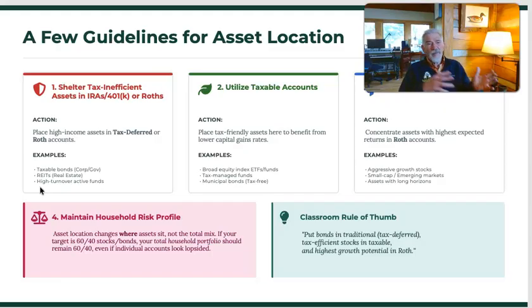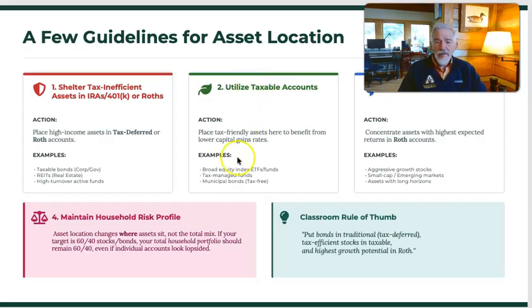Well, that needs to be happening inside some type of protected wrapper, so we're not recognizing gains every time there's a sell of that stock. And so when you have that kind of activity, that type of high turnover, that may be more suitable for a tax protected account like a 401k or an IRA.